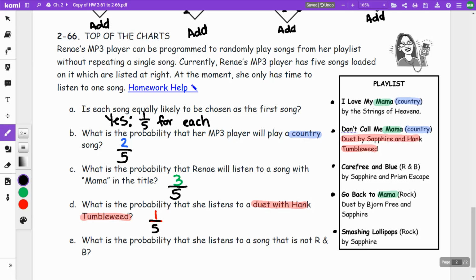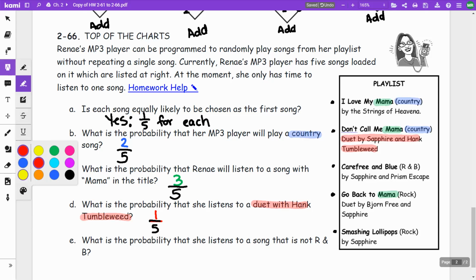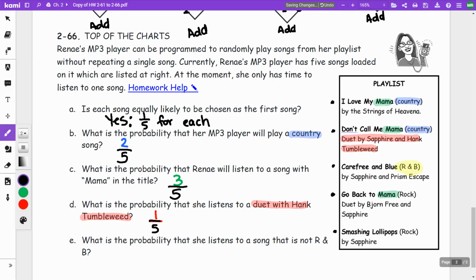What's the probability she listens to a song that is not R&B? Okay, so I'm going to look at the ones that are R&B. One is R&B. So that means that the rest of them, which is 4 out of 5, are going to be not R&B. So what I did was I used the idea that all of the probabilities added up are always going to equal 1. And so if I know what I don't want, which is 1/5, then I can figure out what I do want. Okay. Or I could have counted up the 4. And that's the end of this video.